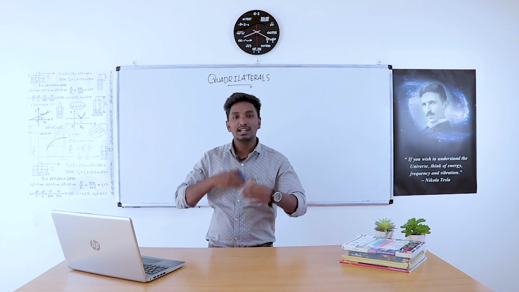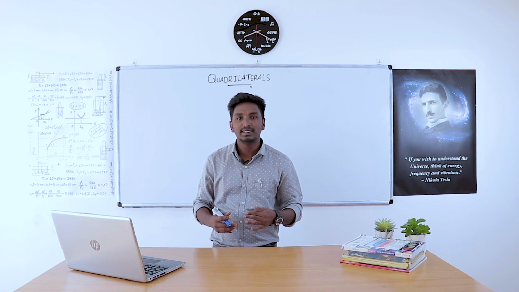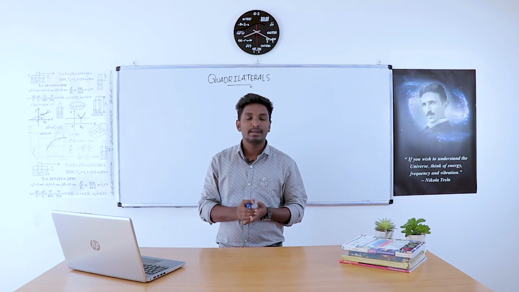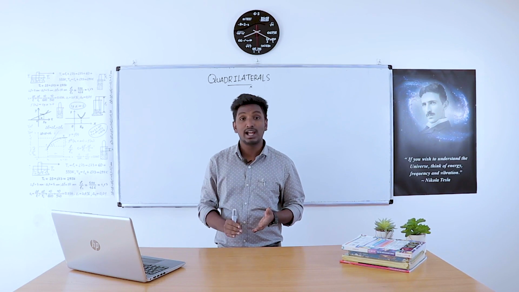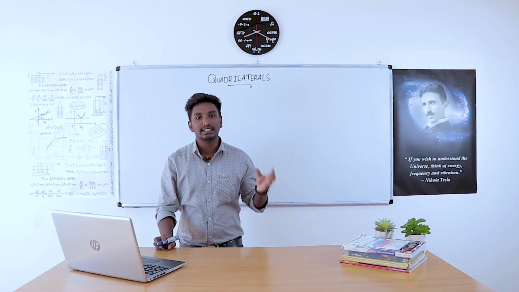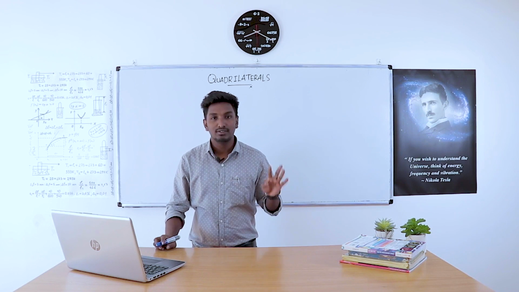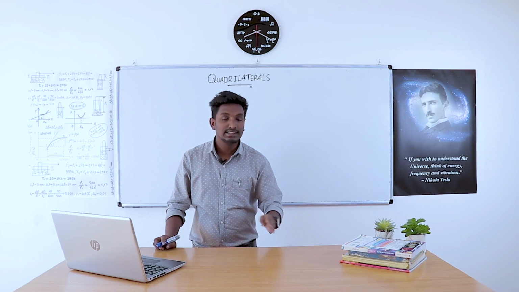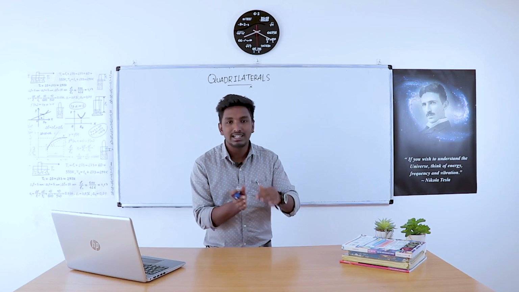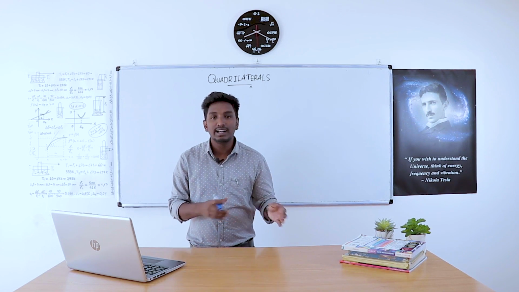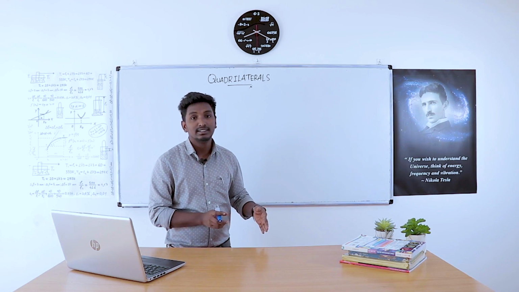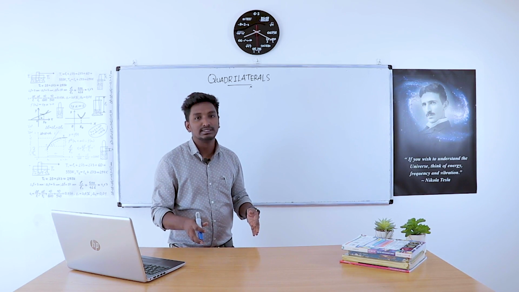Now, the answer that came from your mind is that a quadrilateral is a closed figure having 4 sides, 4 angles and 4 vertices. Clear? You all studied polygons in grade 8. You all studied about polygons.